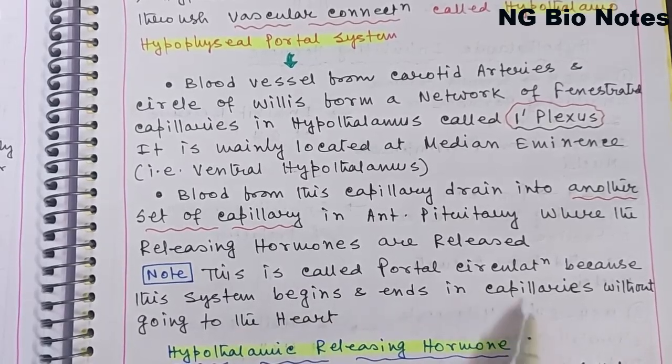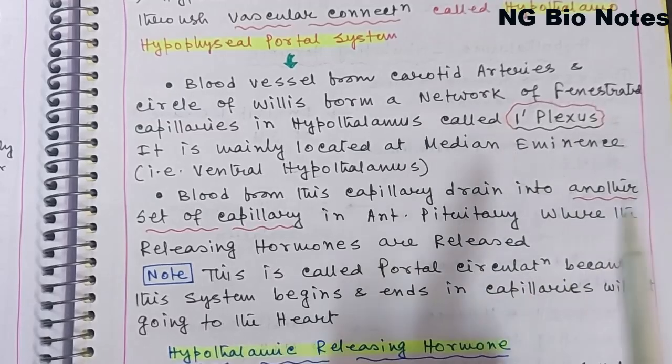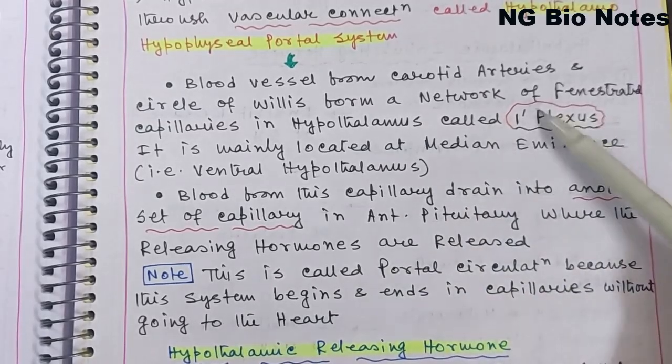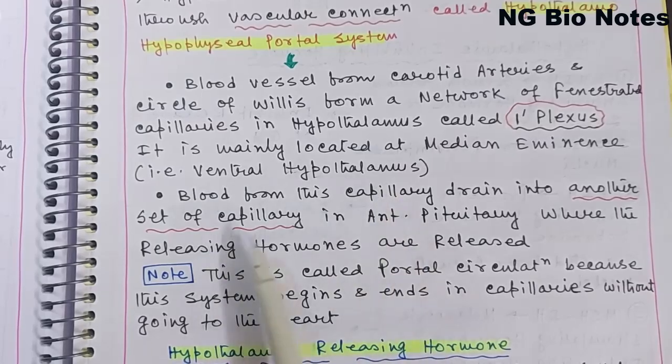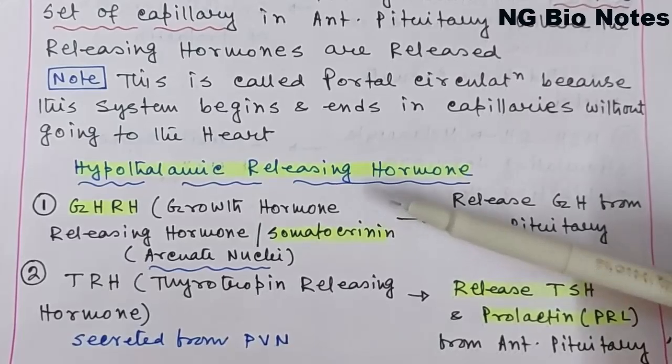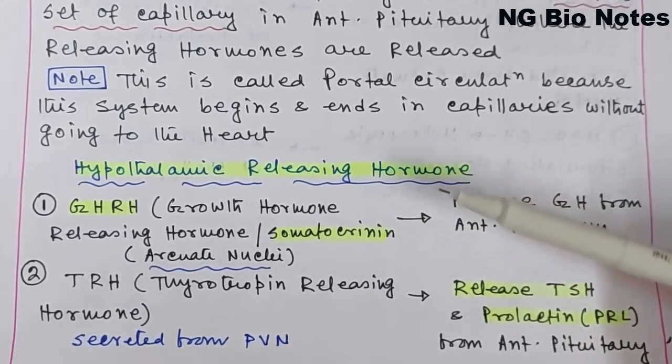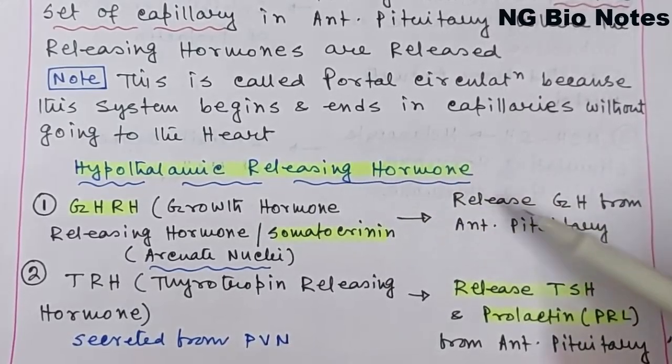So the two capillaries here are the primary plexus and the secondary plexus. The primary plexus is located in the ventral hypothalamus, remember this, and the secondary plexus is located in the adenohypophysis. Now we study the different hypothalamic releasing hormones which activate the adenohypophysis.